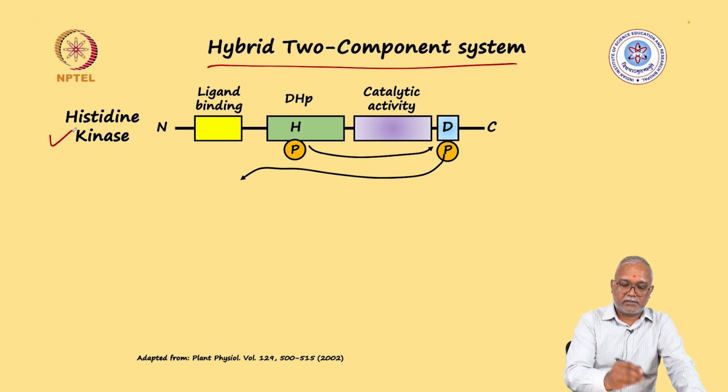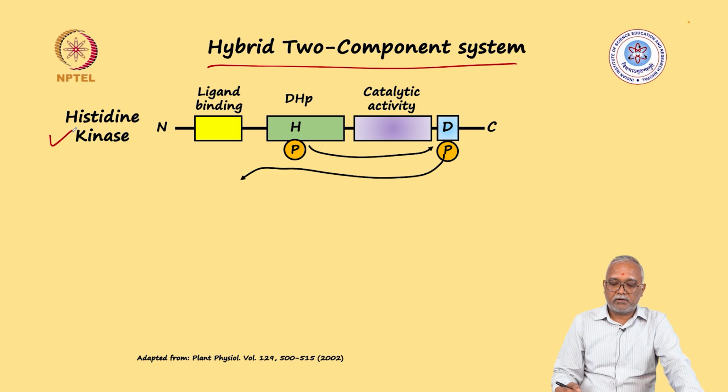So as we discussed earlier, you have a histidine or sensor kinase. This will bind to a ligand through its ligand binding domain. The histidine phosphorylation event will take place because of the catalytic activity, the kinase activity which is here, and then the phosphotransfer will happen internally onto this aspartate residue.